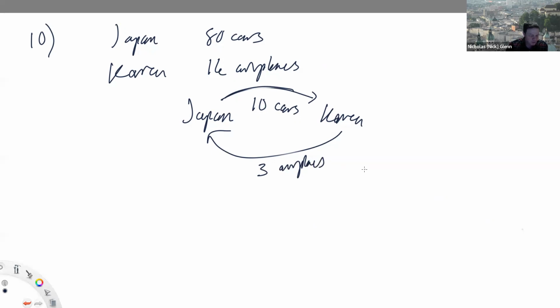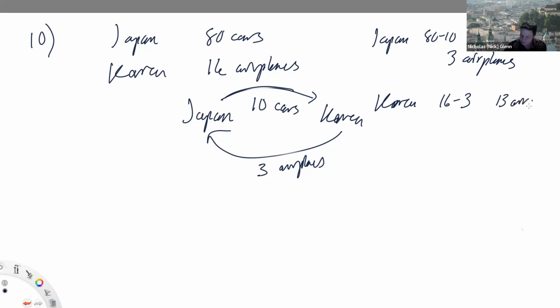All right, so now we can know how much each consumes. So first, Japan: they're trading away 10 of their 80 cars. So Japan will have 80 minus 10, 70 cars. And what are they getting in exchange for that? Well, 3 airplanes. What about Korea? Well, we know they produce 16 airplanes, but they trade away 3 of them. So they're going to consume 13 airplanes, and then the 10 cars they're getting from Japan. 13 airplanes, 10 cars. And so that's going to be A.